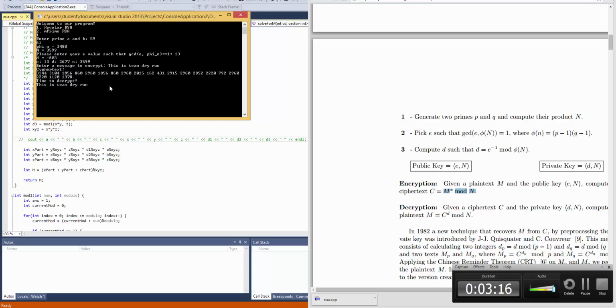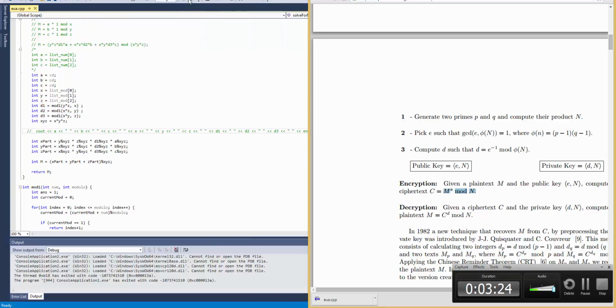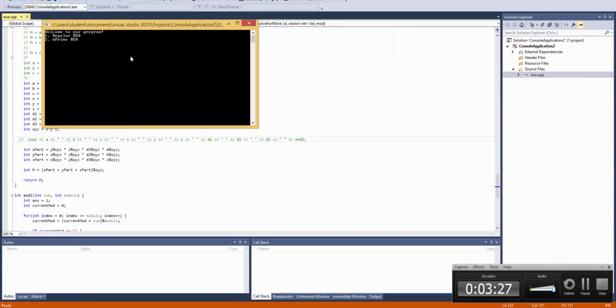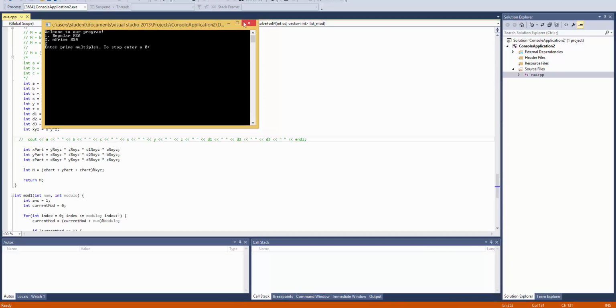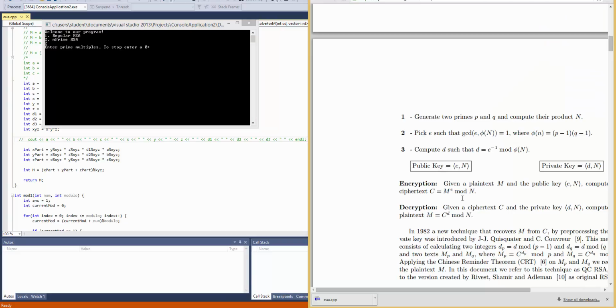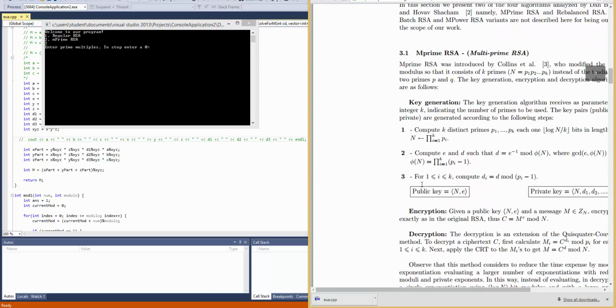All right, so the M prime RSA that we implemented is pretty similar as far as encryption goes to the old RSA. Let me pull that up here. The differences lie in decryption and the fact that you don't just have two primes Q and P, you actually have a list of them. And so we're going to use 3, but you can use pretty much any number of them.